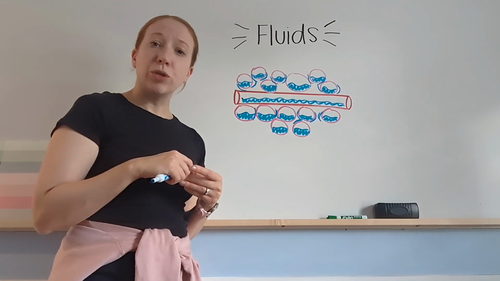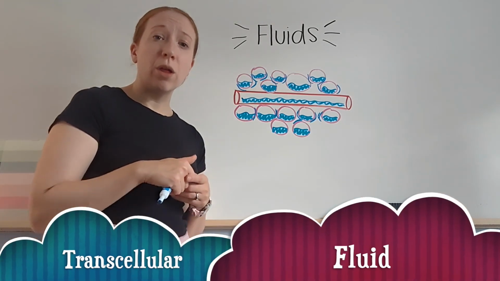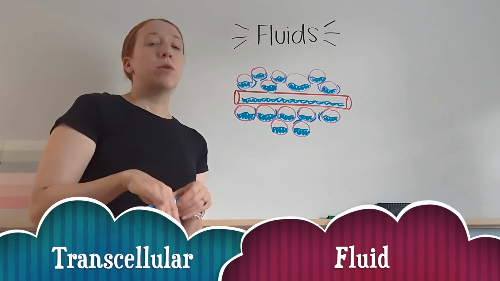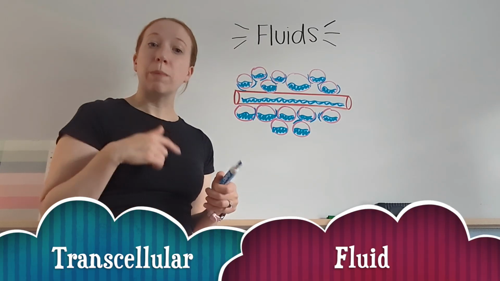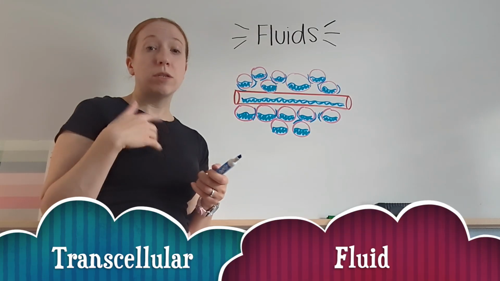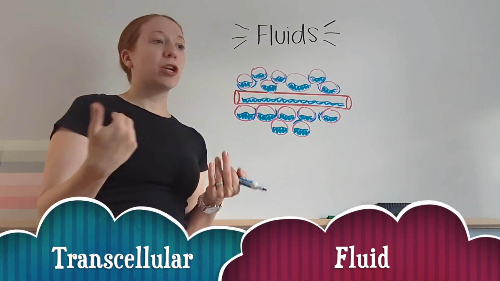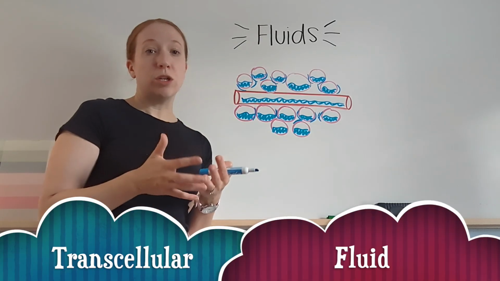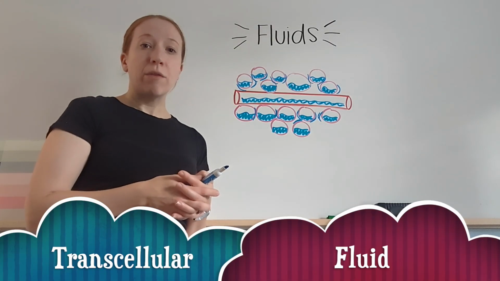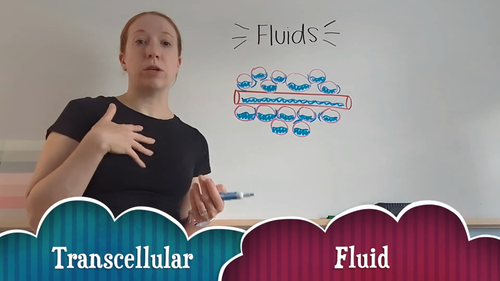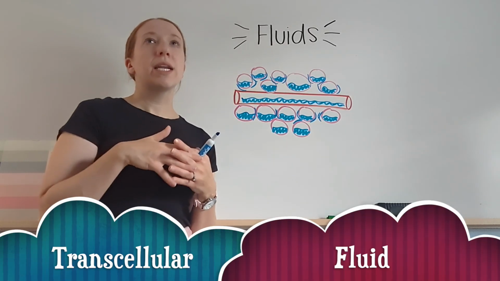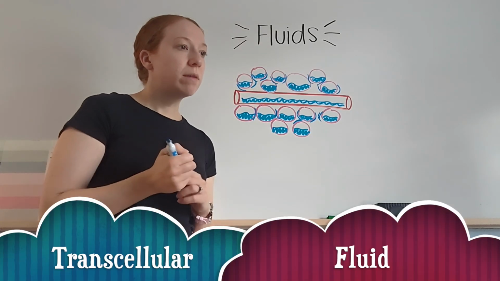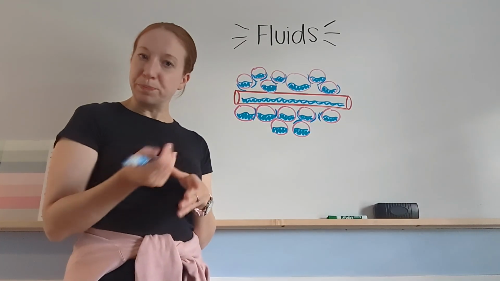There's something called transcellular fluid as well. That's fluid that's in special areas of our body. So think about the fluid that goes around your spinal cord or your brain, cerebral spinal fluid. That's your transcellular fluid. There's also synovial fluid, which is within your joints. We have fluid around our heart and around our lungs. So those are specialty areas where we have some circulating fluid. So if you hear transcellular, that's what it's referring to.